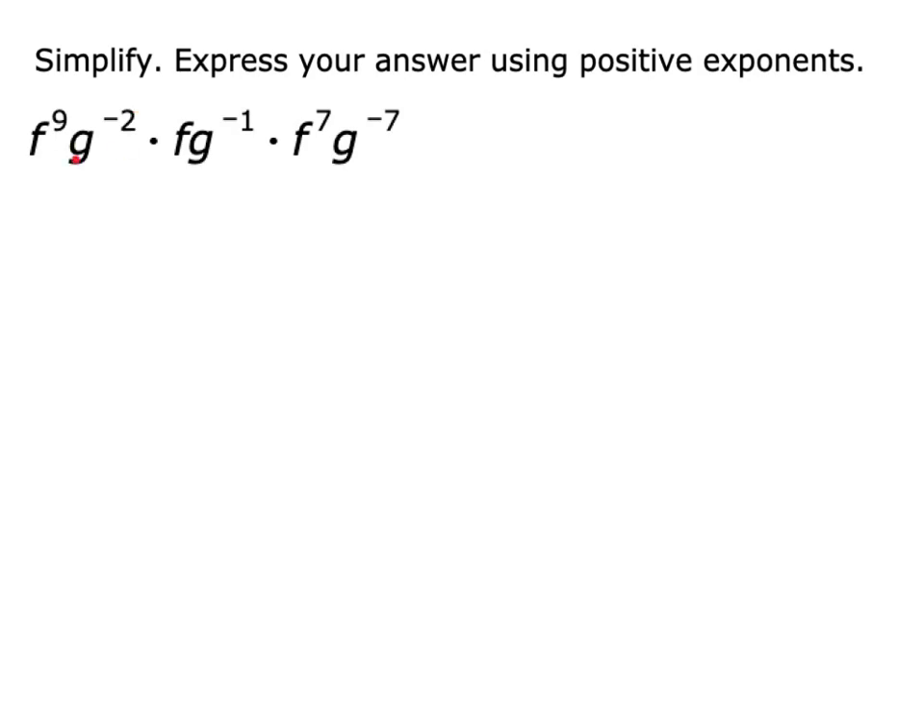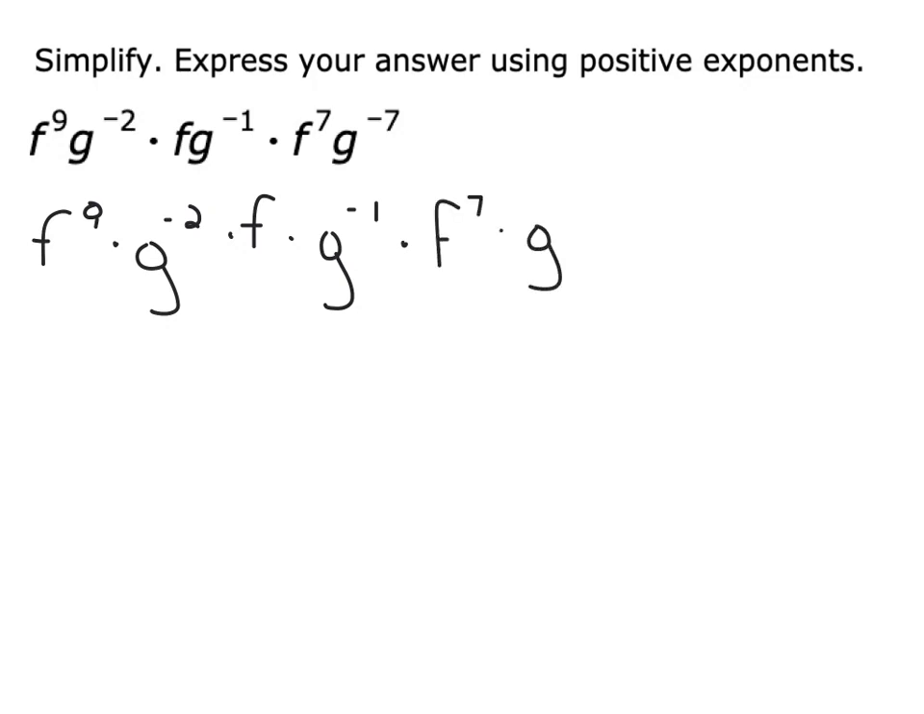When you see each one of these terms, you can see that as f to the ninth power times g to the negative second power. So then this becomes that times that times that times that times that times that. So I'm going to rewrite all of those out times f, which by the way you know is f to the first power, times g to the negative first times f to the seventh times g to the negative 7.